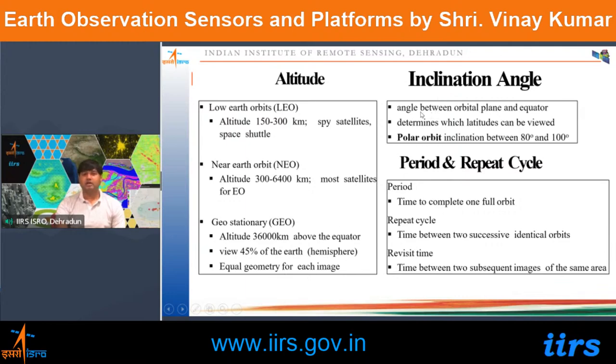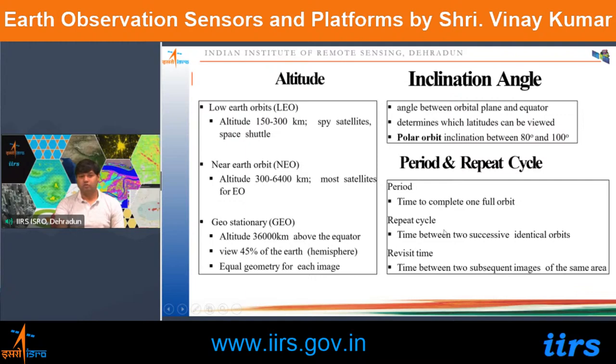Now inclination angle: the angle between the orbital plane and the equator determines which latitudes can be viewed. Why is this important? Because Earth is rotating and the satellite is revolving. Suppose it is making a 60-degree angle. Then from plus 60-degree latitude to minus 60-degree latitude, the data will be captured. But what about the remaining portion? For the remaining portion, normally we want our satellite to be near the pole so that we can cover the entire Earth. Now period and repeat cycle, I already told.